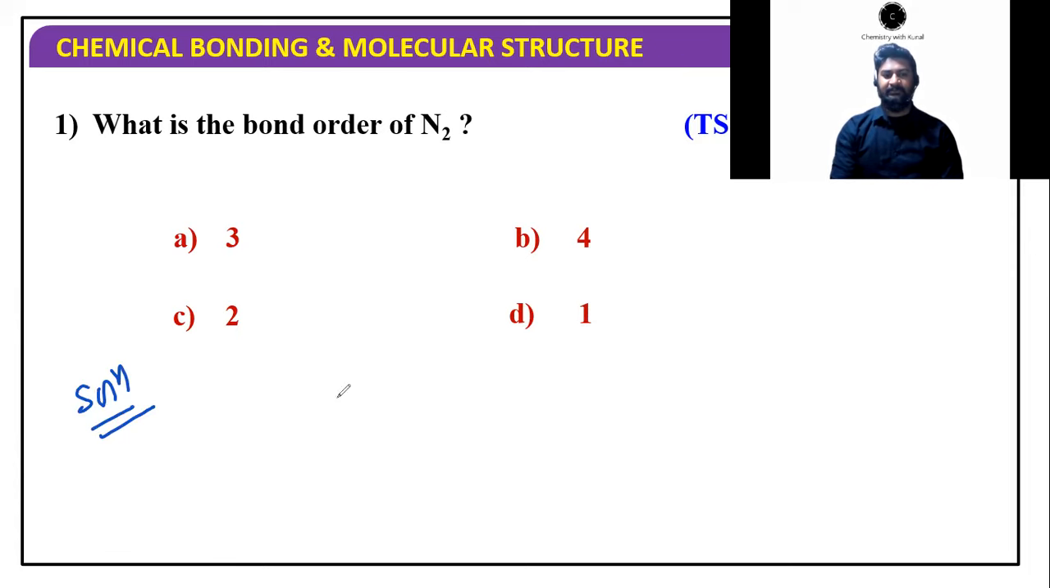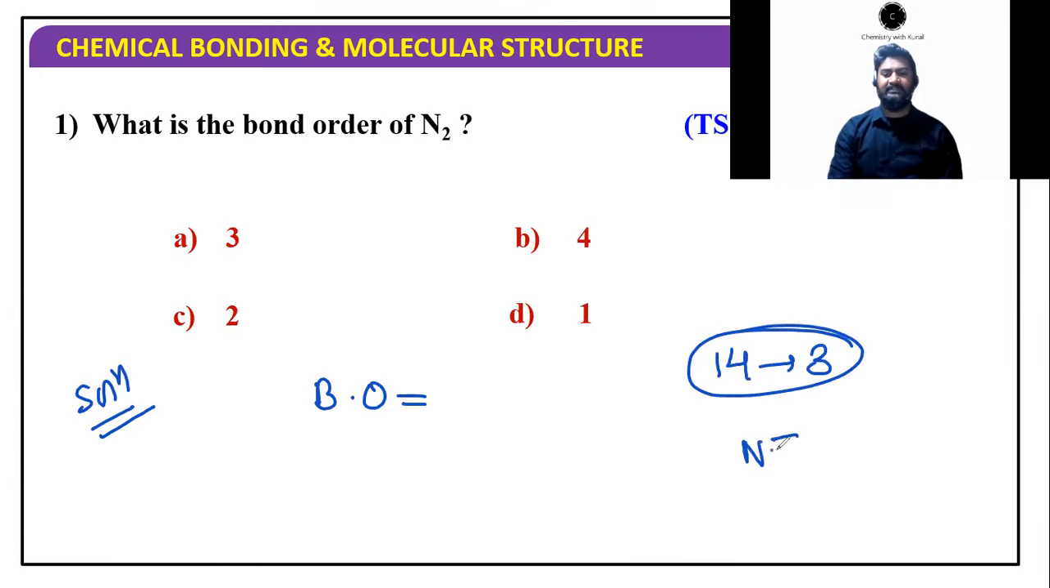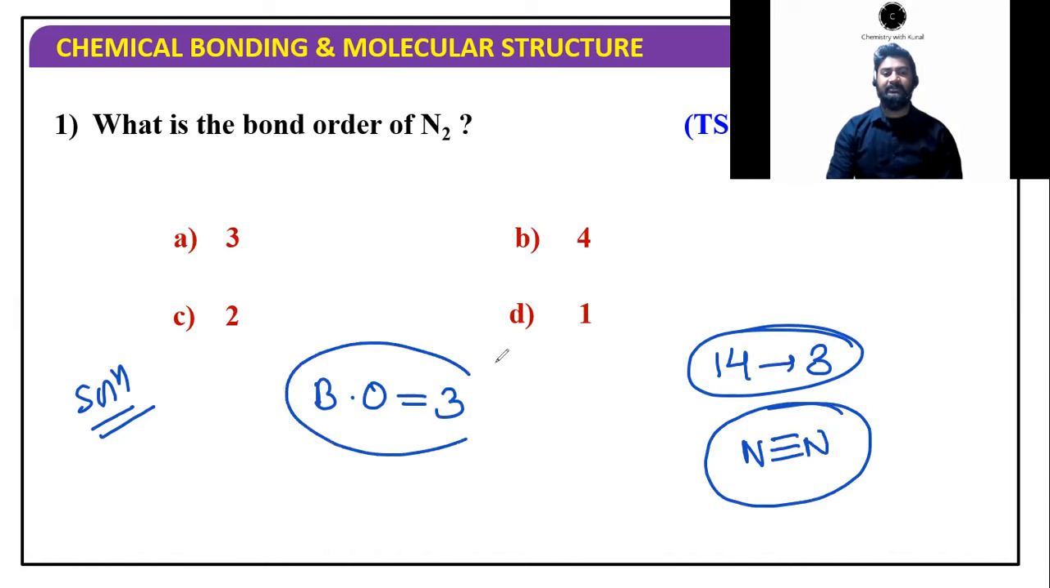Bond order is nothing but, how many electrons does nitrogen have? N plus N, 14. The number of electrons is 14. And if you remember, in one of the shortcuts I've mentioned that if you get the total number of electrons as 14, the bond order comes out to be 3. And we also know that nitrogen has a triple bond between atoms. Excellent. So the answer is bond order 3.